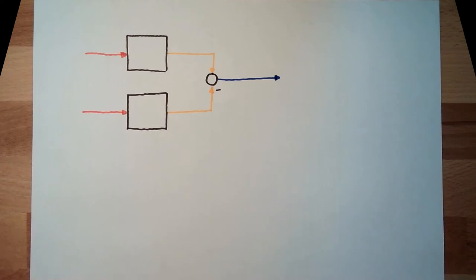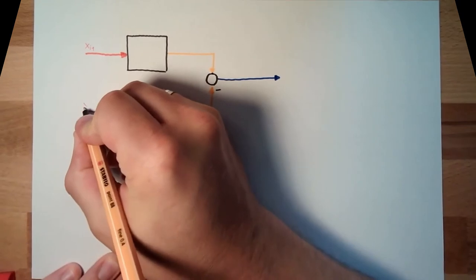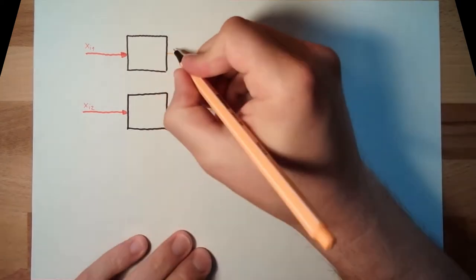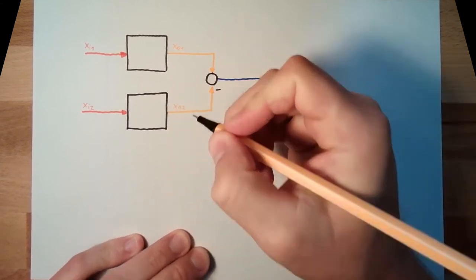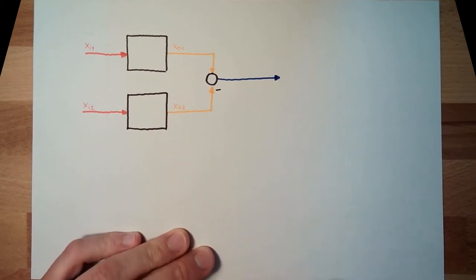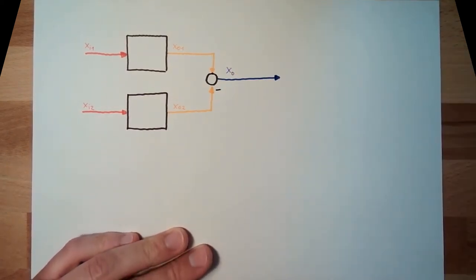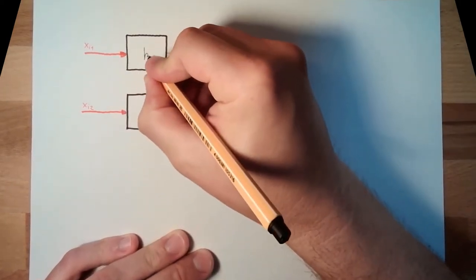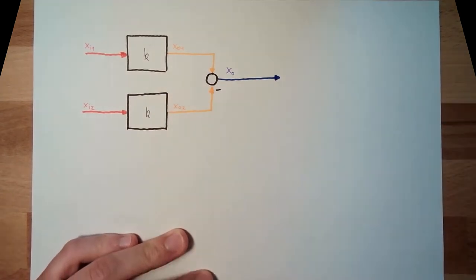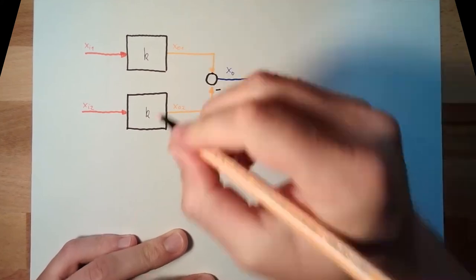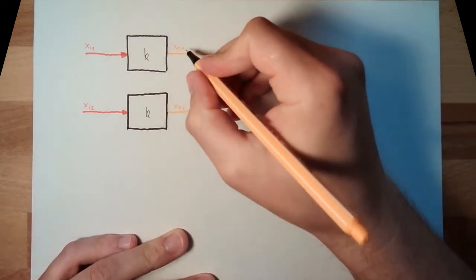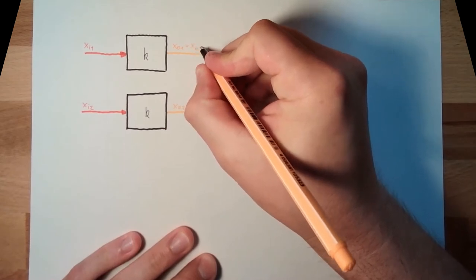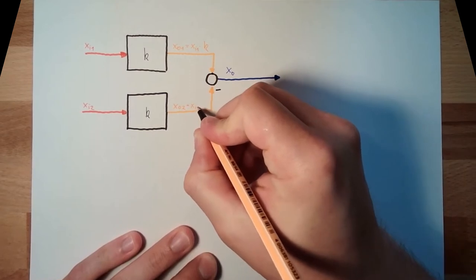So we do have two input values, xi1, xi2. We have two blocks, we have two output values, then x01, x02, and we have a combined output value xo. And here we have the transfer, and now the most interesting part: usually it's the same K. So this means XO1 is XI1 multiplied by K, and this is XI2 multiplied by K.